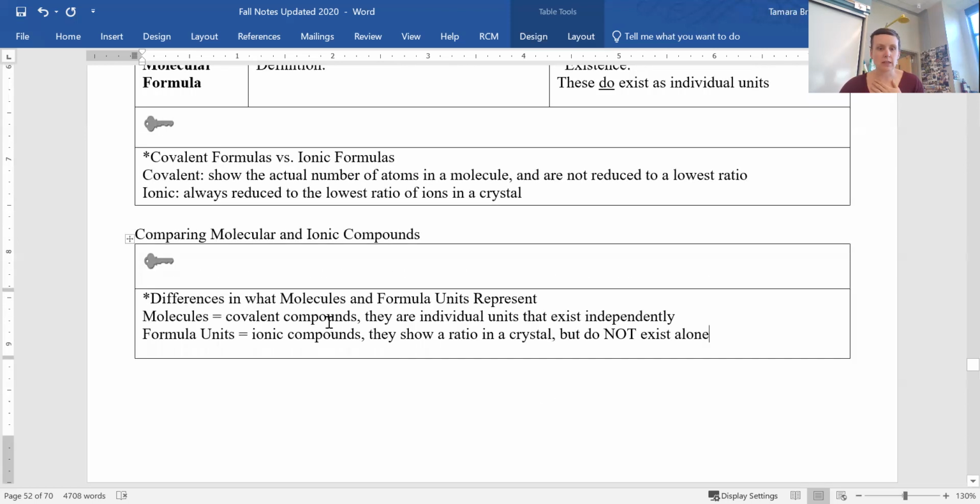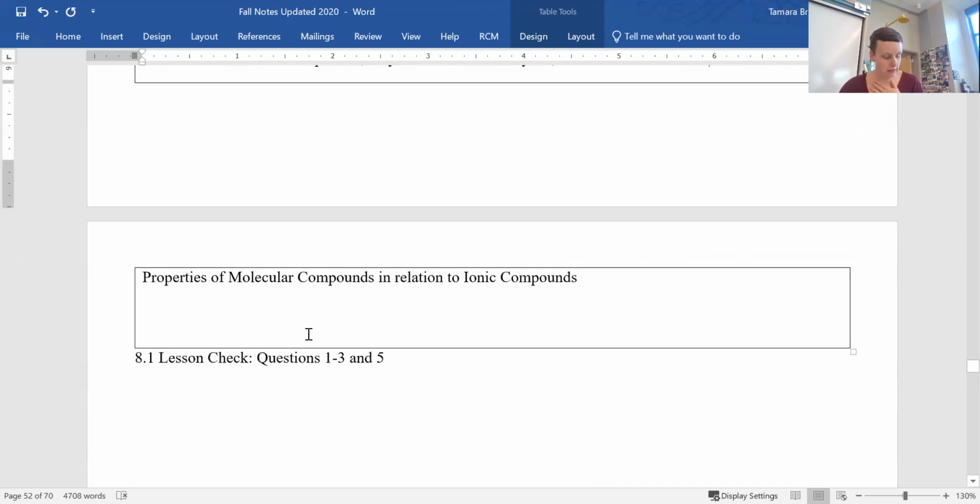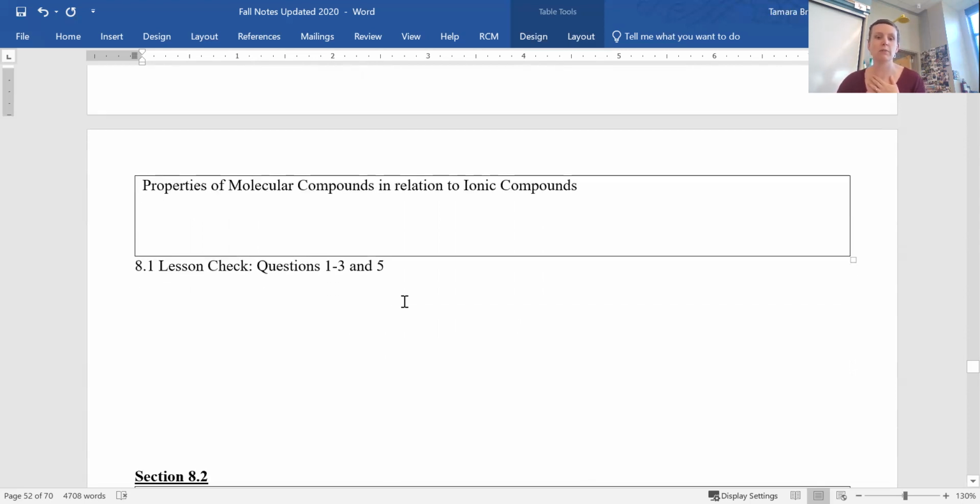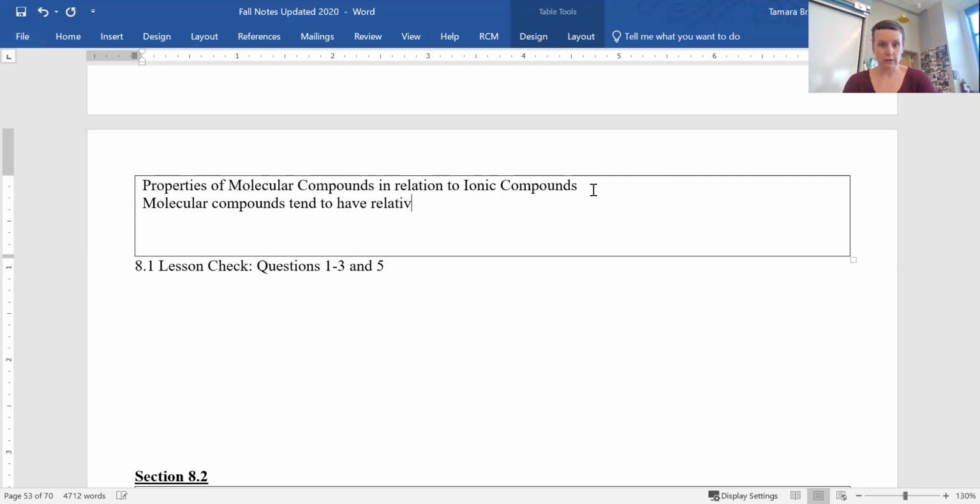This bumped onto the next page because of my large typing over here, but still on the same page for your notes packet: properties of molecular compounds in relation to ionic compounds. In the end of chapter 7, we talked about some properties of ionic compounds. And in the first part of chapter 8 here, you have some properties of molecular compounds. So I'm going to just type what you should have gotten from the book. Molecular compounds tend to have relatively lower melting and boiling points than ionic compounds.